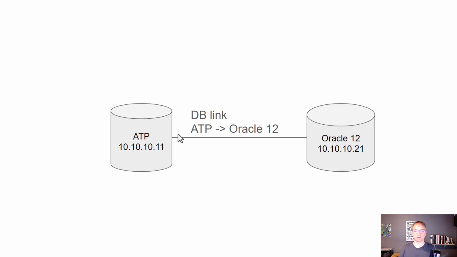Okay, what is the database link? A database link is the connection between one database and a second database, and it allows you to query the second database while you are on the first database. You don't have to go to another database to make the query.